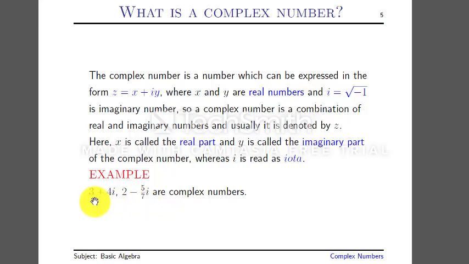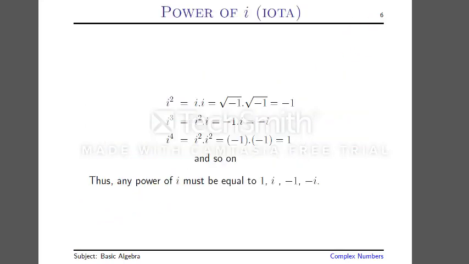And here 3 and 4 are integers, while 2 is an integer, but 5 by 7 is a rational number, but a real number. So the combination of a real number and an imaginary number is a complex number.